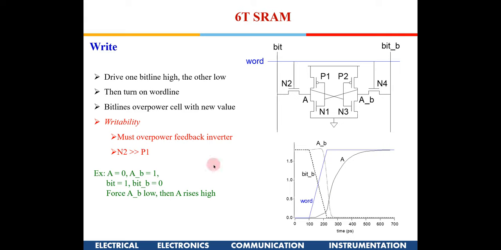Yeah, Devdutt. Okay, thank you. N2 should be stronger than P1 or N1. I have not spoken about N1 and N3. As of now, we are talking about N2 and P1. N2 has to be stronger than P1. N4 has to be stronger than P2. We will talk about N1 and N3 now. So as of now, that is one condition.